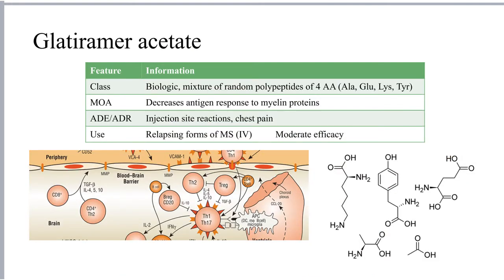The next set of drugs I will cover are miscellaneous agents that all act as disease-modifying therapies, or DMTs. The first of these is glutamate acetate, which is classified as a biologic drug. It is actually a mixture of random polypeptides, random protein sequences that are comprised of 4 different amino acids only. And these are lysine, glutamic acid, alanine, and tyrosine.